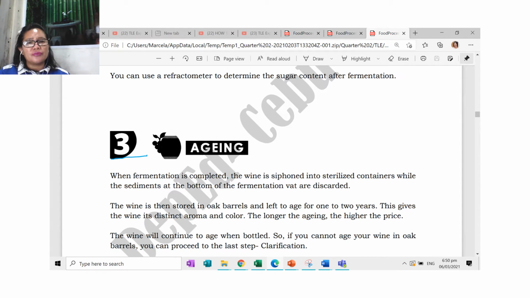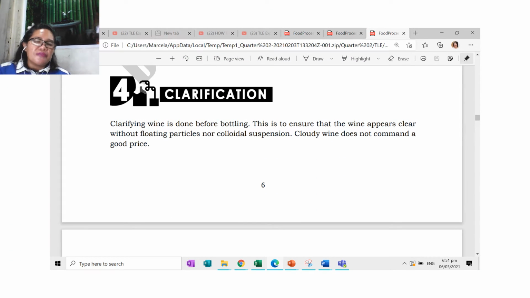If you can age your wine in oak barrel, you can also proceed to the last step, which is the clarification. Clarifying wine is done before bottling, before siya isod sa bottle. This is to ensure that wine appears clear without floating particles nor colloidal suspensions. Cloudy wine does not command a good price.